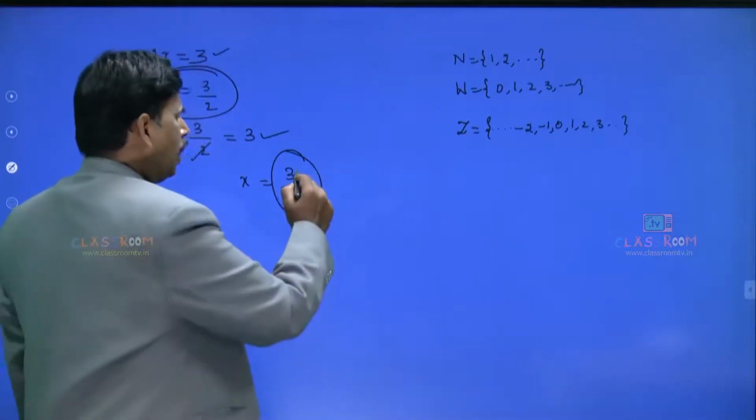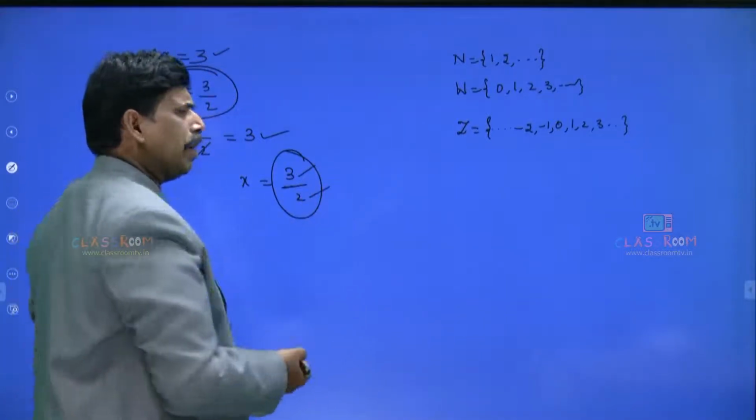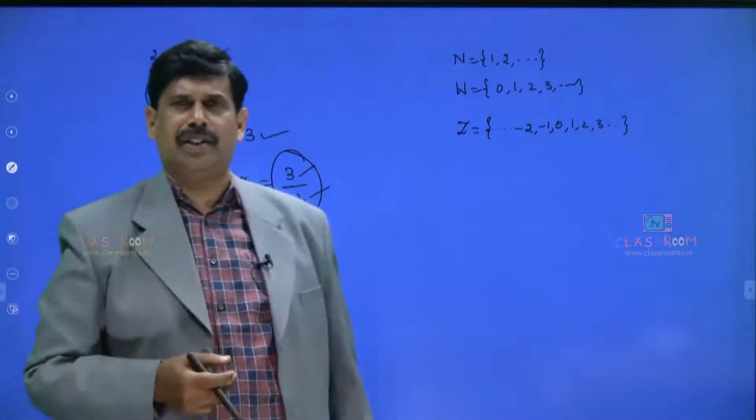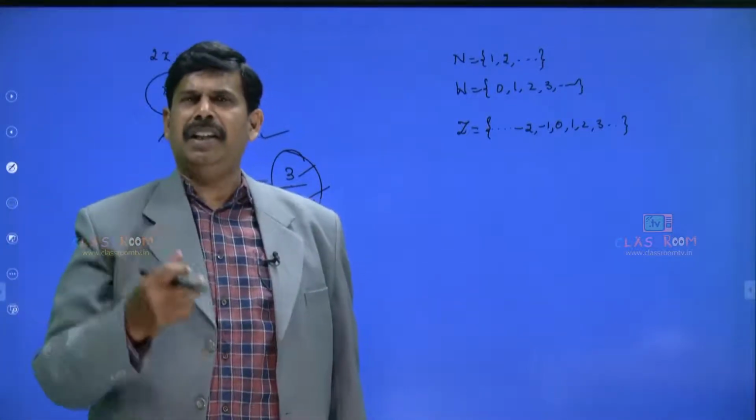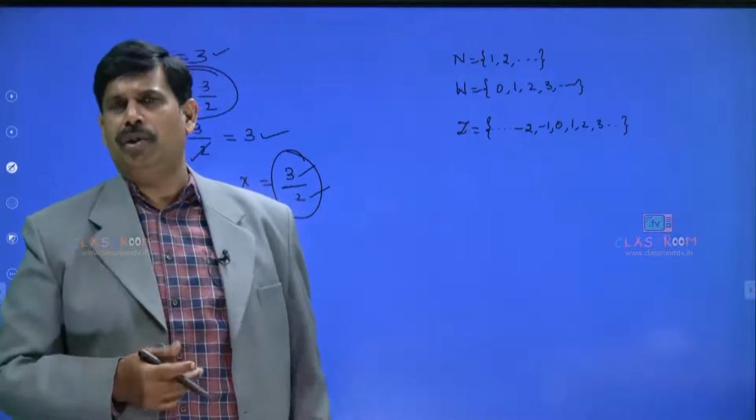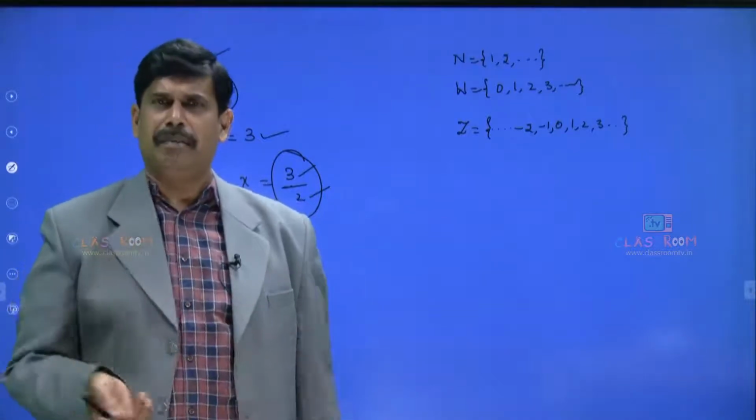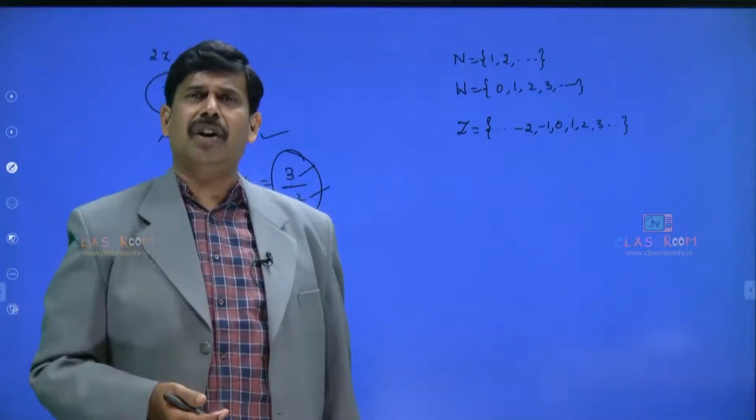And both the numerator as well as the denominator are integers. 3 is an integer and 2 is also an integer. So we are finding another set of numbers, and that set of numbers, we call them rational numbers.